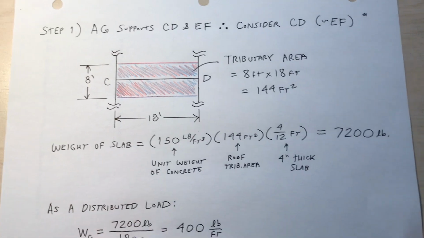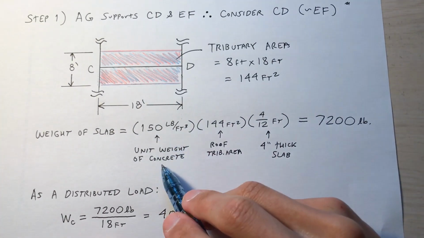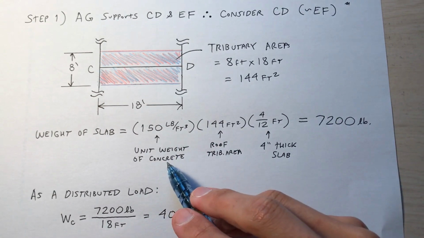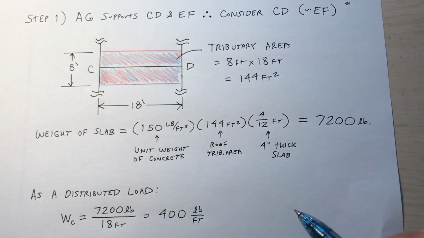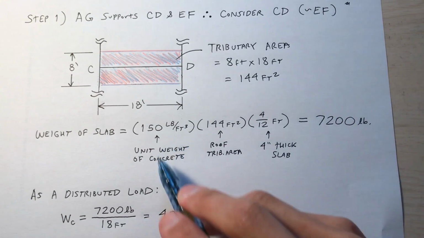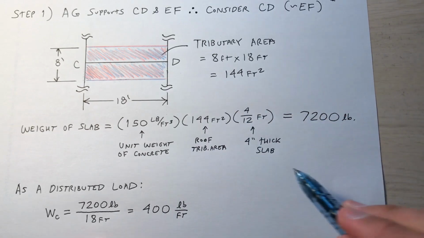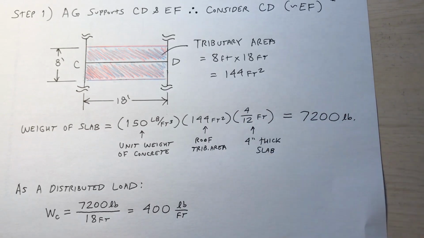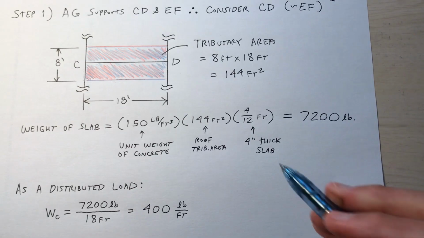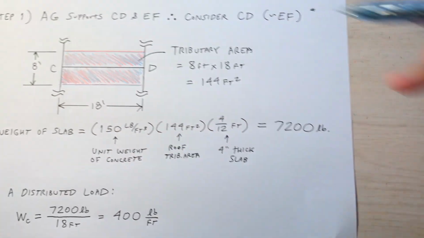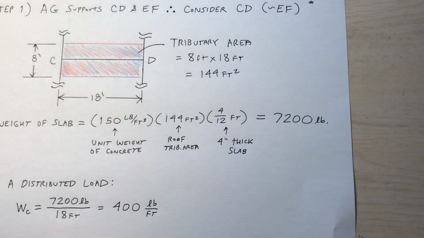Okay, weight of the slab, here it is. Unit weight of concrete, 150 pounds per cubic foot. You have to remember that number, although it's probably found in tables of material weight. If you look in your material science textbook, unit weight of concrete times roof tributary area, which I just calculated, times 4/12 of a foot. It's a 4-inch thick slab, so that's 4/12 of a foot. So the entire weight of this portion of the slab is 7,200 pounds.